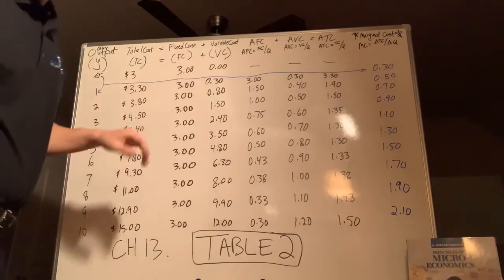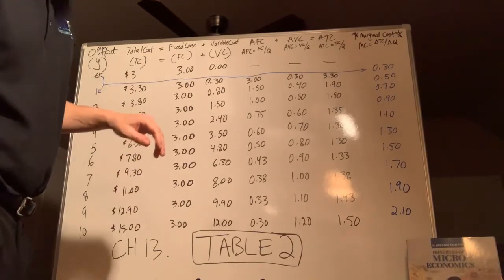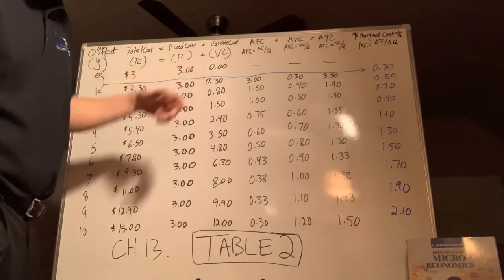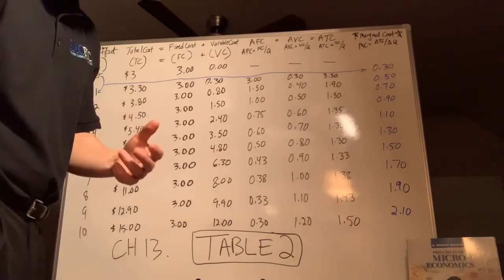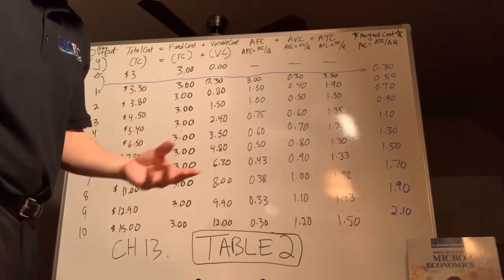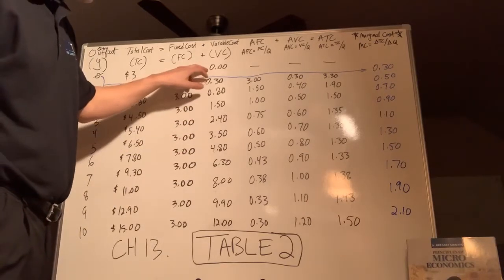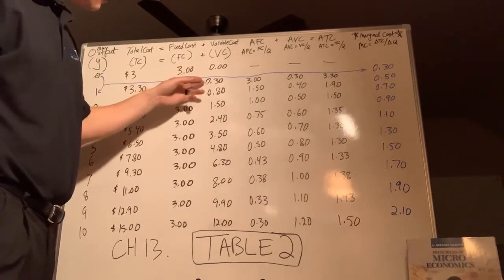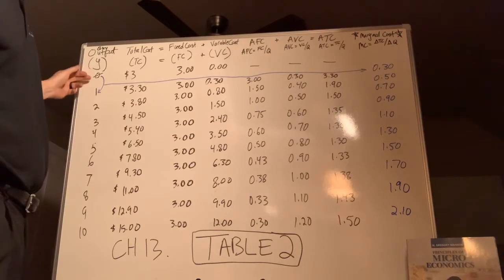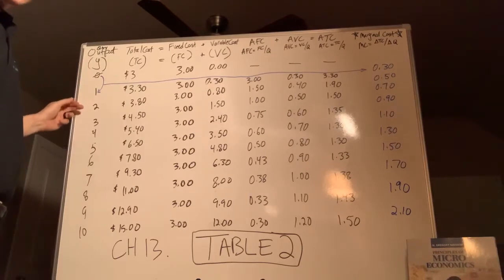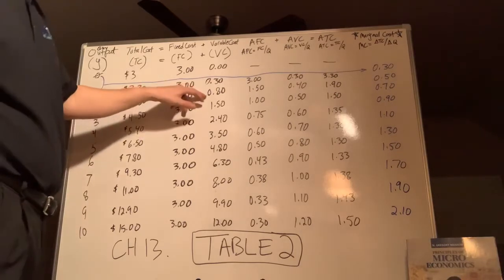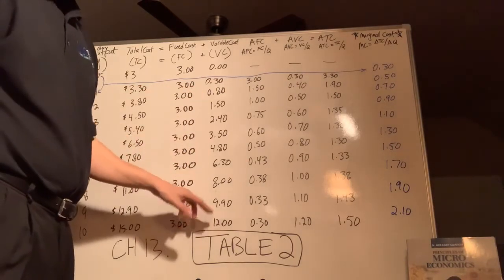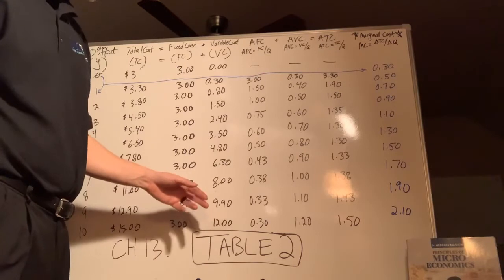Variable cost, well, it varies. It varies depending on whether you're producing. So if you're not producing, you don't have any variable costs. If you're a cupcake factory and you're not producing, you don't buy flour, you don't buy sugar, you don't buy milk. So your variable cost is 0. But as you produce more, as we move from 0 units to 1 unit, 1 to 2, all the way down to 10 units, you will see the variable cost increases over time because the more you produce, the more variable cost you have.